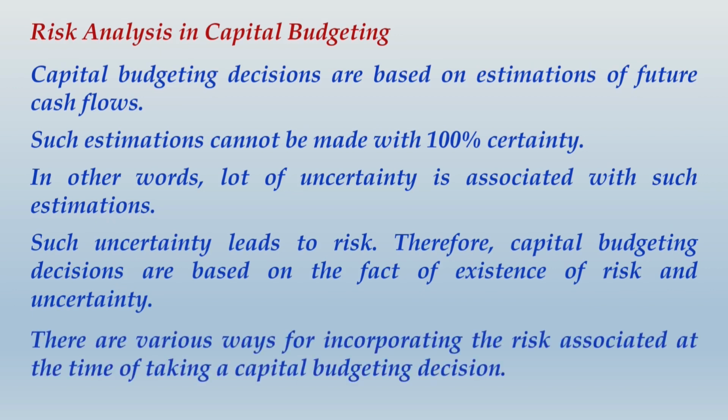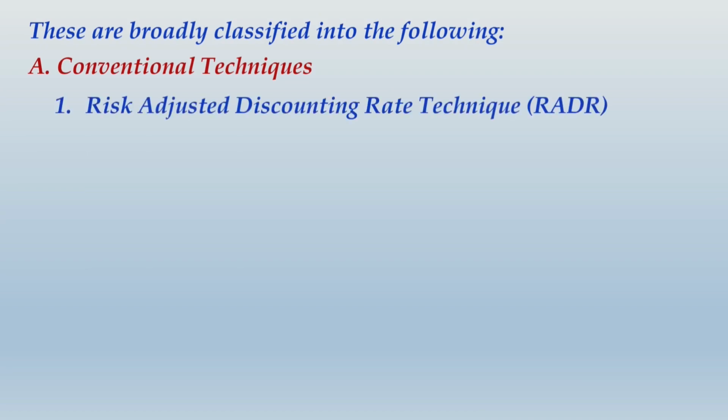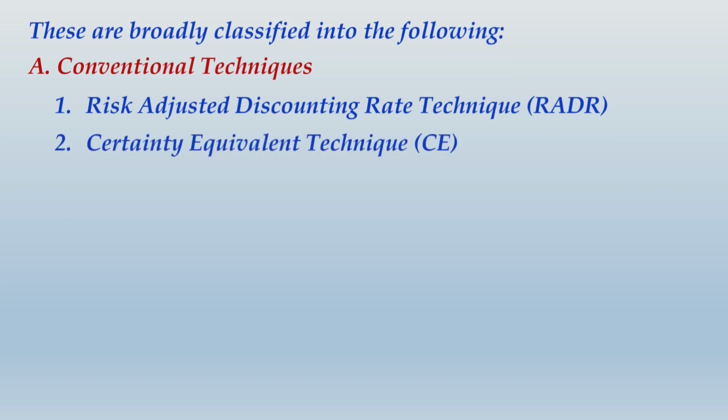There are various ways for incorporating the risk associated at the time of taking a capital budgeting decision. So let us just move ahead and take note of what are these various methods and techniques. These are broadly classified into the following. One is conventional techniques and another will be modern techniques. Under conventional techniques, we have risk adjusted discounting rate technique, that is RADR technique. Then we have certainty equivalent technique, that is CE technique or CE approach. We have sensitivity analysis, also covering the concept of scenario analysis.